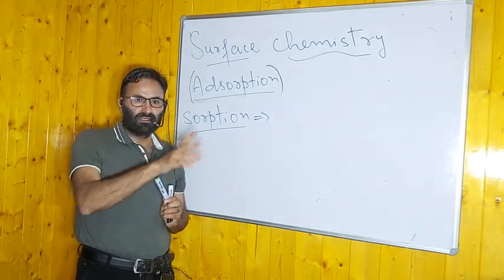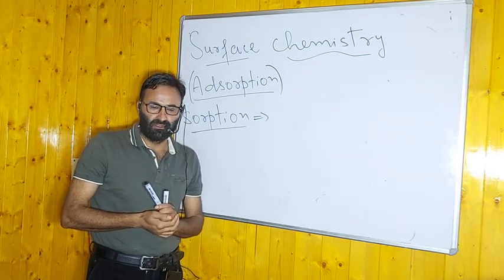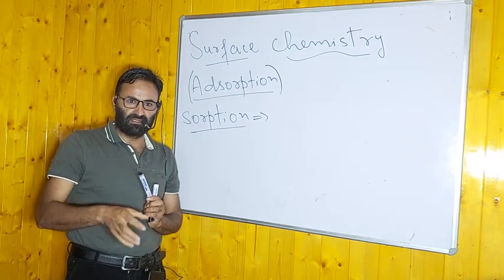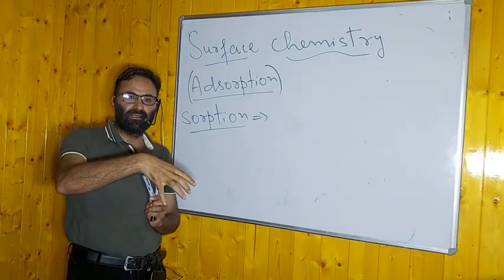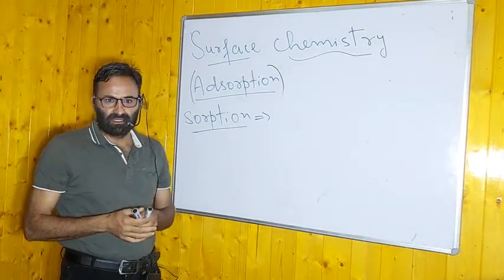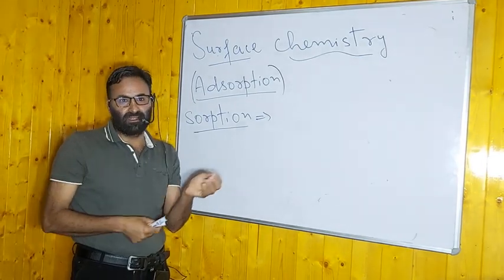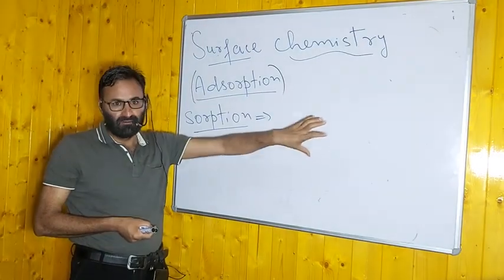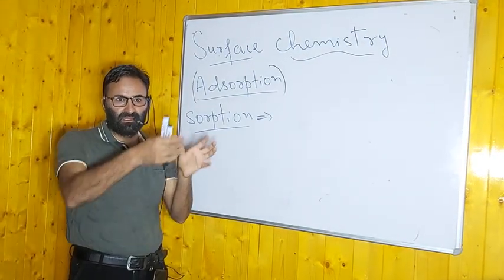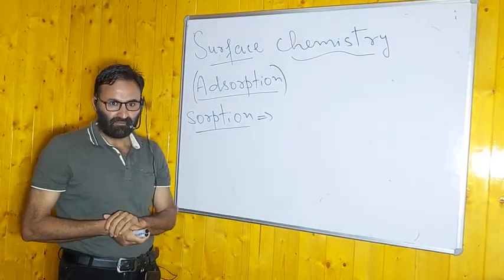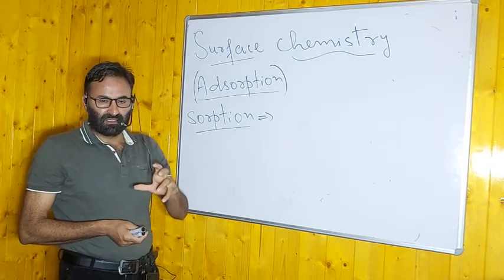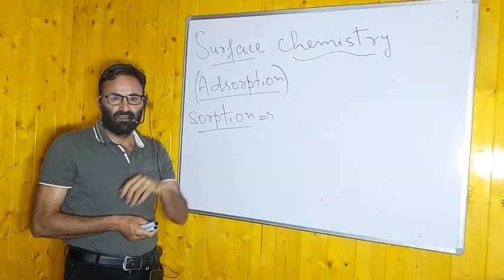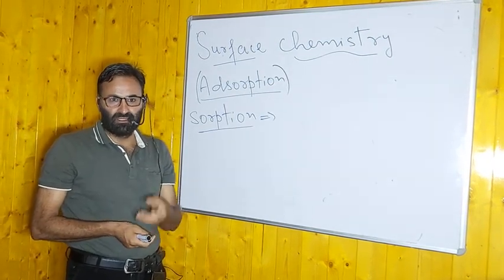Then, two things are involved in adsorption. There are two terms, that is adsorbate and adsorbent. The substance which gets accumulated is the adsorbate, and the substance on which accumulation takes place is the adsorbent. For example, dust particles stick on the board surface: the board is the adsorbent, and the dust particles are the adsorbate. Then we have discussed desorption. If you remove the adsorbate from the adsorbent, the reverse process is known as desorption.